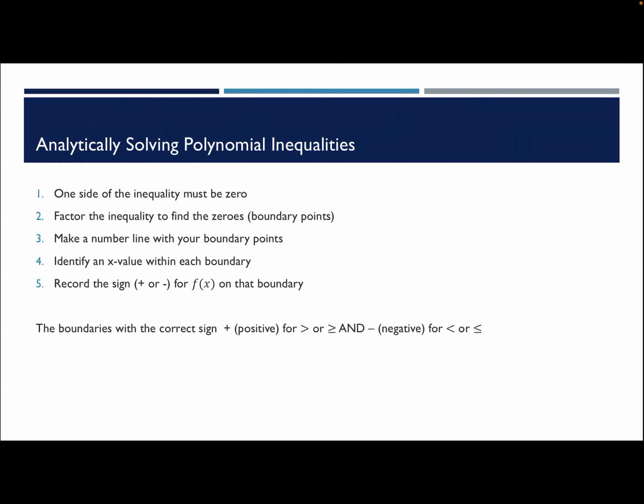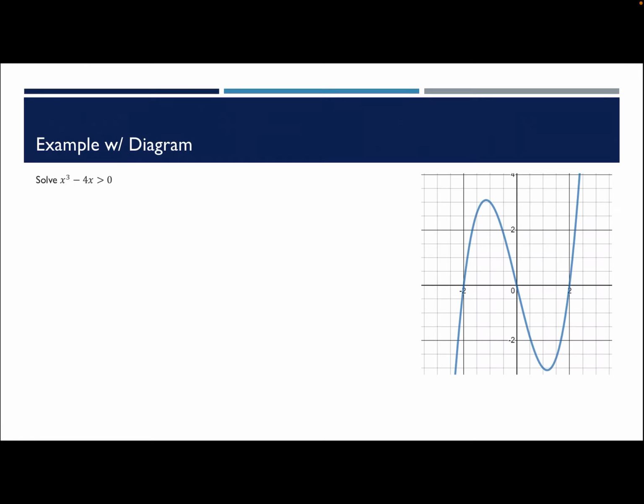So analytically solving polynomial inequalities, we have to make sure one side of the inequality is 0. We need to factor the inequality to find the zeros. We make a number line with our boundary points. We identify an x value between each one of those boundaries. And then we record a sign, positive or negative, in that interval. And the interval that has the correct sign, positive for greater than, negative for less than, that's going to be the solution for our inequality.